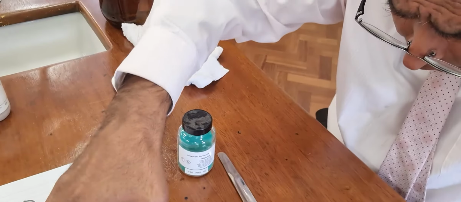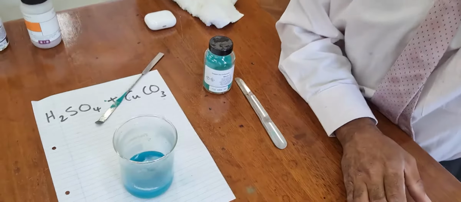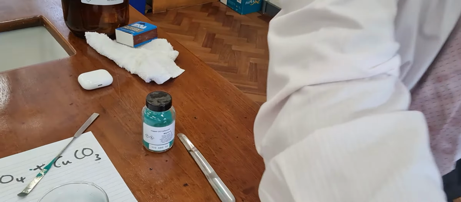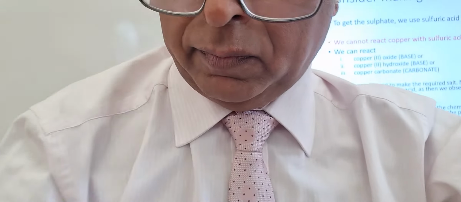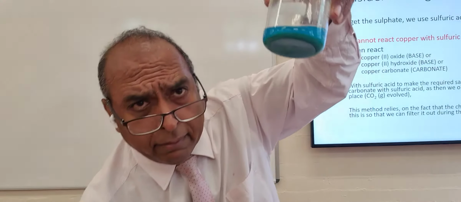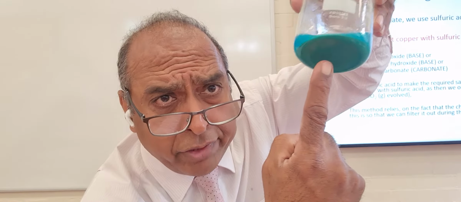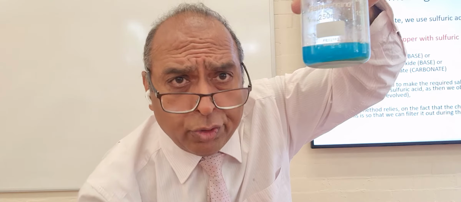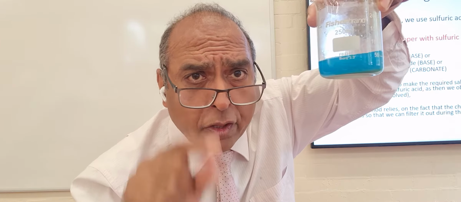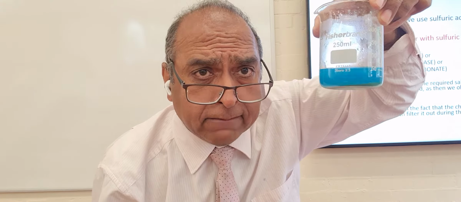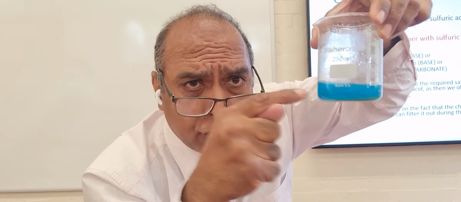So the copper carbonate is present in excess. You can see the green solid at the bottom. The blue solution at the top is the copper sulfate forming and dissolving in the water. So the copper sulfate solution is above.